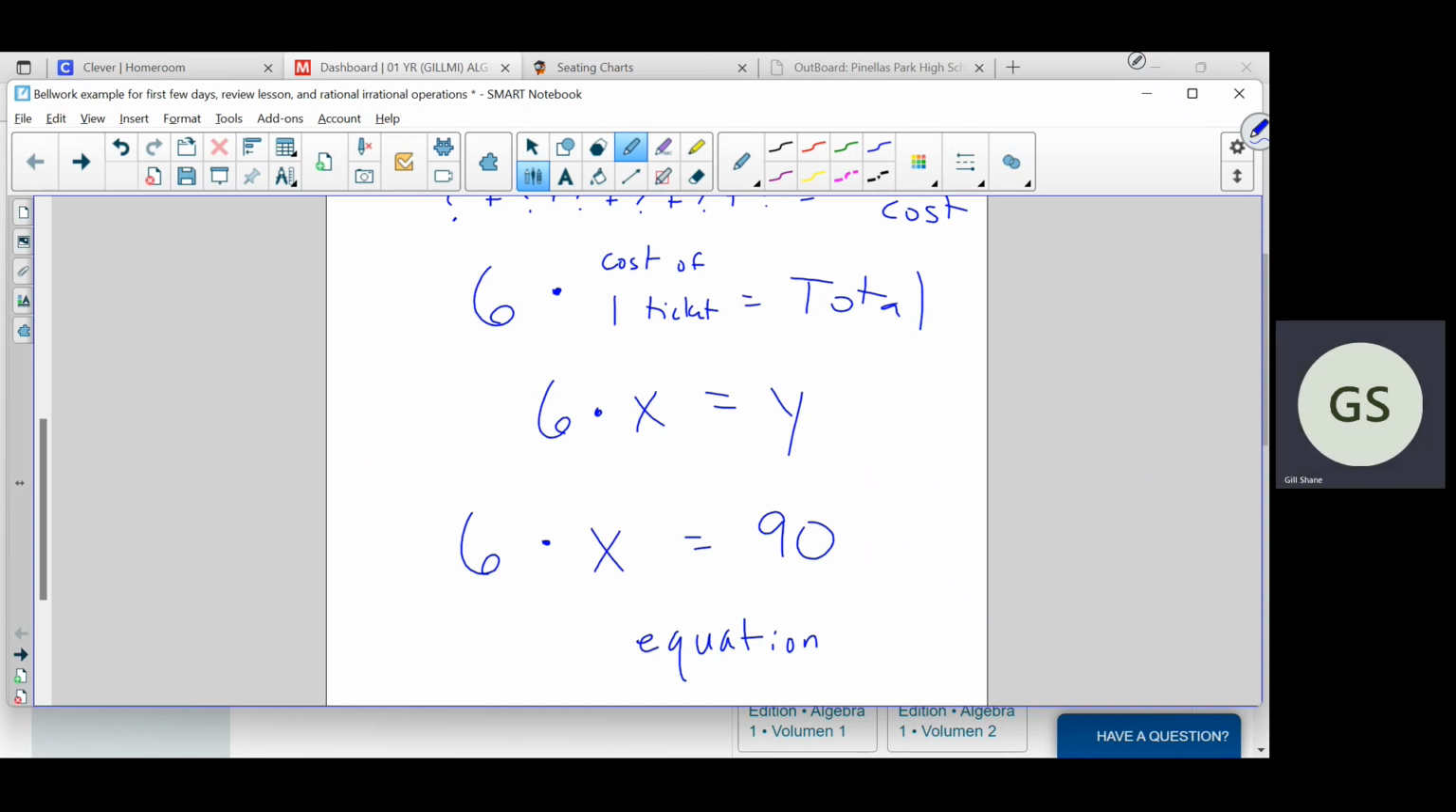And then you said if it's one variable, one equation, you can solve it. Yep. Like, we could solve this. There's only one number times 6 that is 90. That's 15.